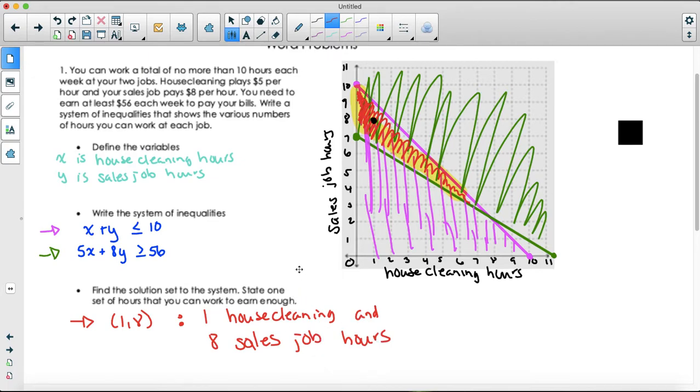This is one solution that would work because I can't work more than 10 hours, but I have to make sure I make $56 each week. So anything within here would work. I use this block to cover up my x and my y just so I can get coordinates so I didn't have to put it into slope-intercept form, especially when we're dealing with some weirder numbers. That's the reason why I chose to find the x and y intercepts.